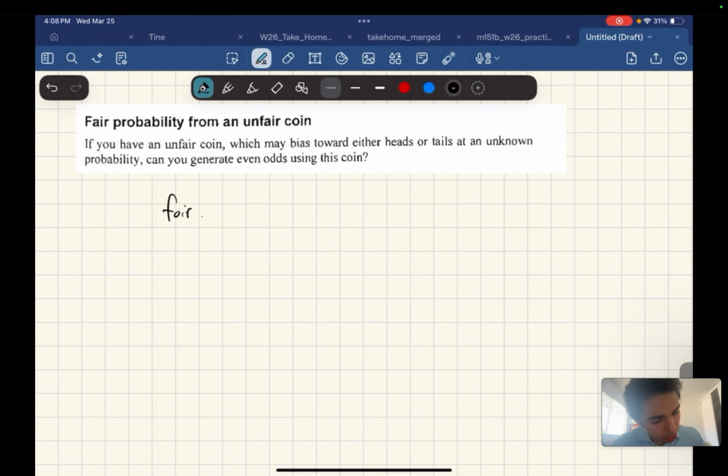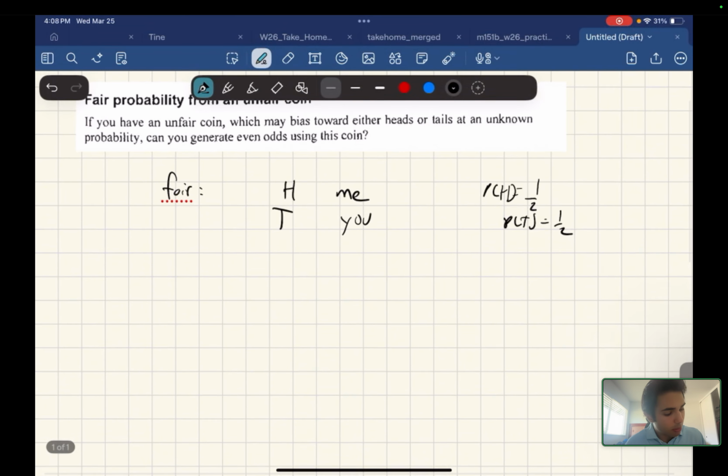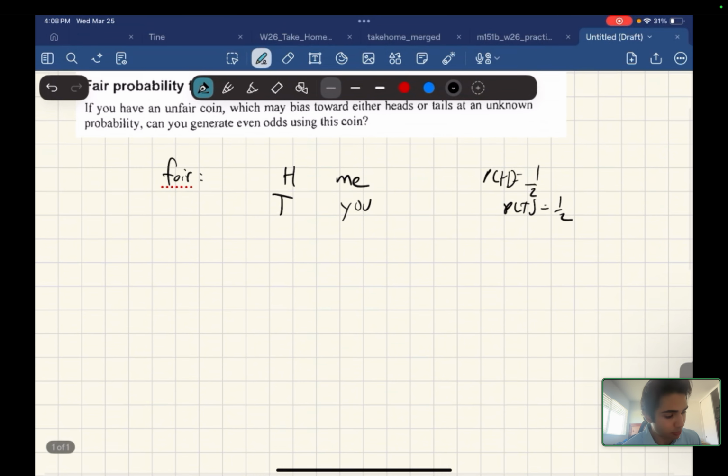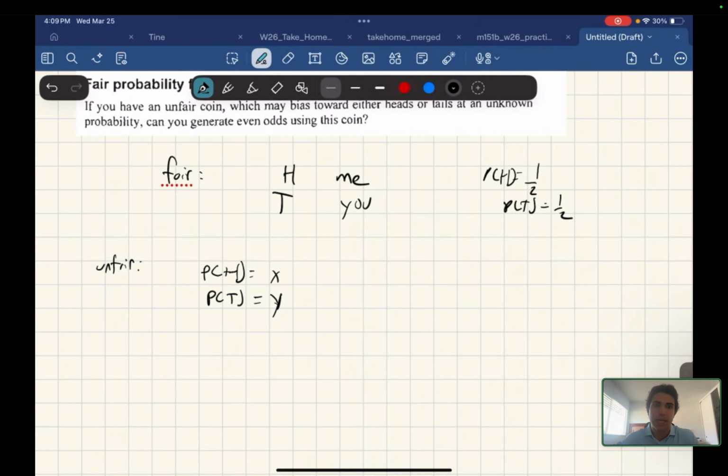For a fair game, you would say heads me, tails you. That's fair, but that's if the probability of heads is 1/2 and the probability of tails is 1/2. Now let's call in this unfair coin, where we don't know what the probabilities are. The probability of heads we'll call PH, or X, and the probability of tails we'll call Y. We just know they add up to 100%. X could be 99%, tails could be 1%.